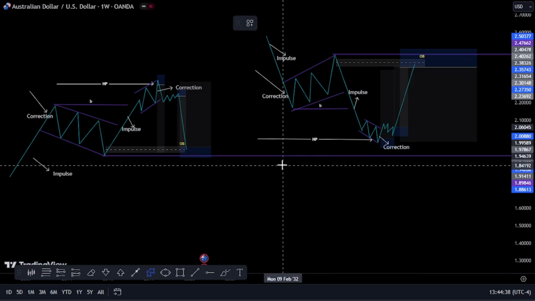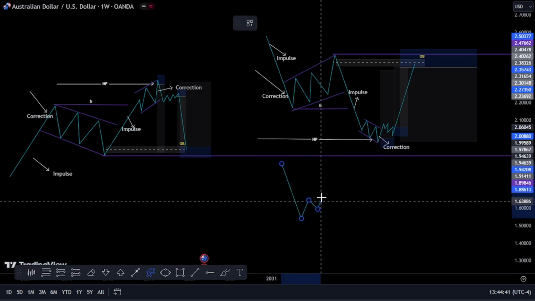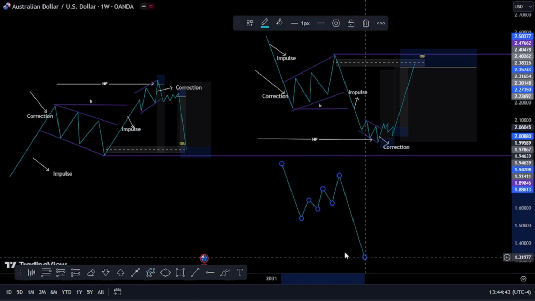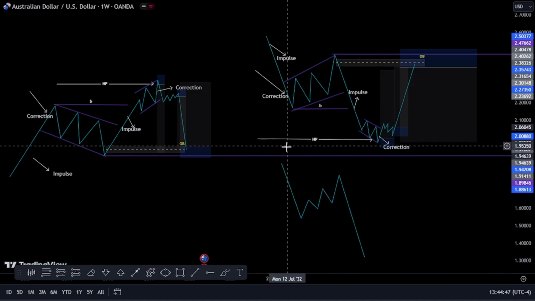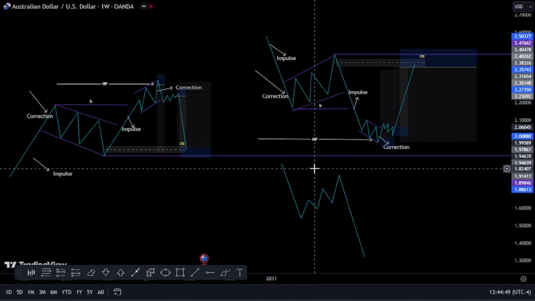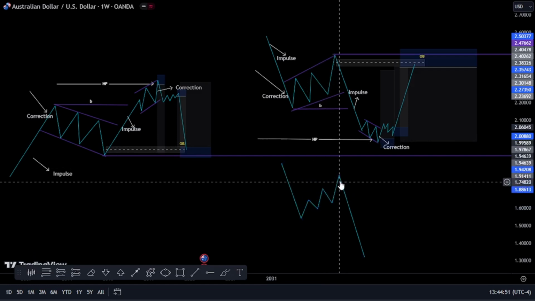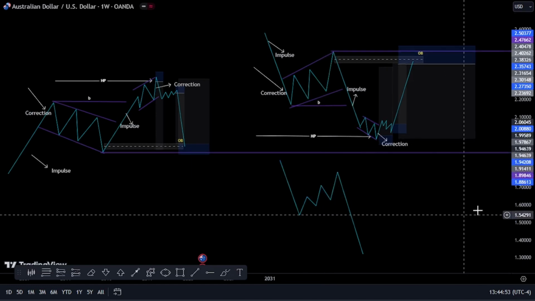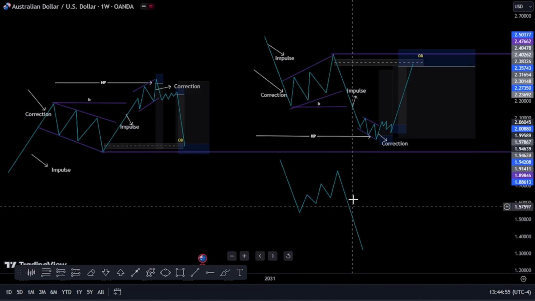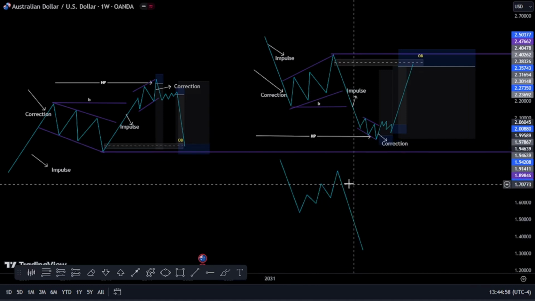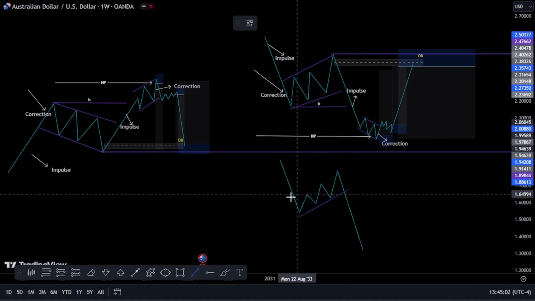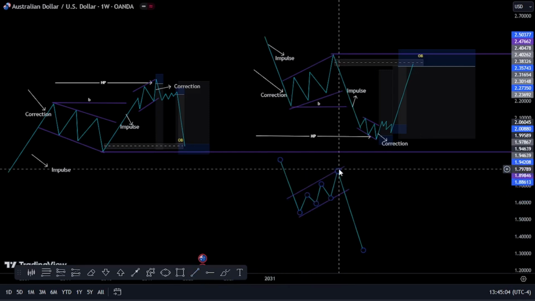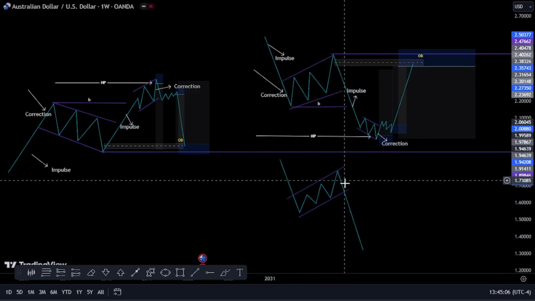The first thing you do is you look for the impulse, correction, and then impulse. Impulse, correction, impulse, if you get what I'm saying. And then you know what you're waiting for. You're waiting for a third touch here, or a continuation pattern.